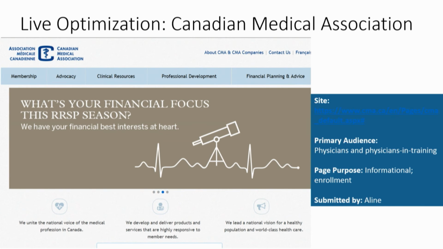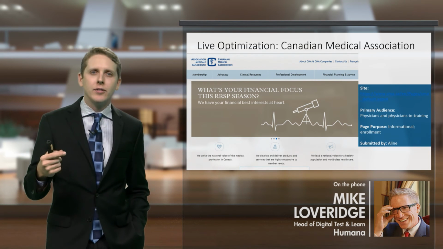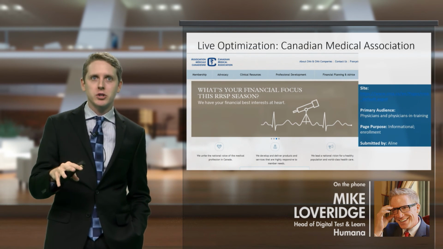I see a comment from Paige, and she says this banner is stale. It is not compelling. It's even kind of difficult to read with the font choice and the all caps. And when you persevere through that, you see this question: what's your financial focus this RRSP season? There's no value communicated in that. You're asking them about them, and you're not giving them even a place to answer that question.